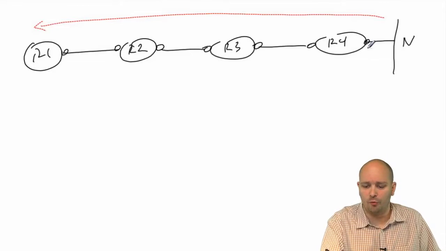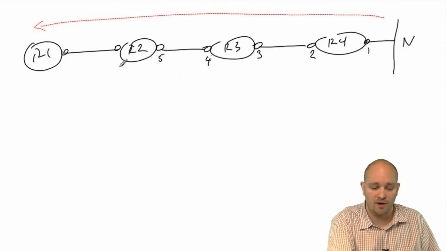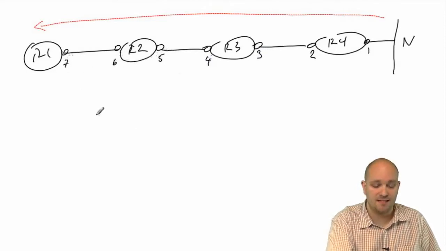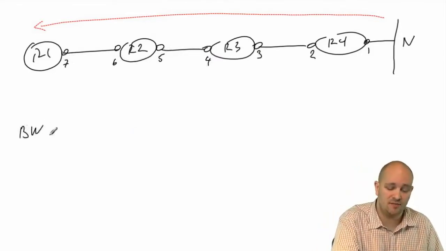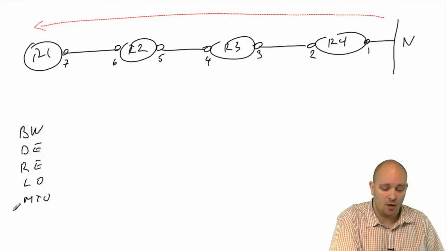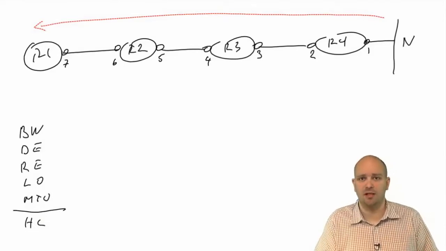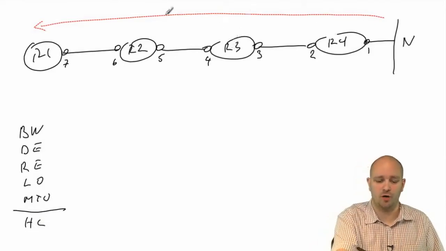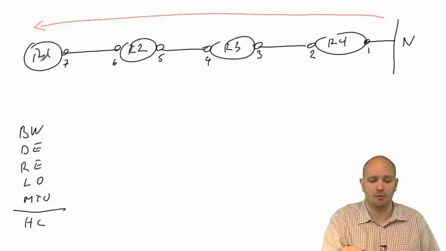So let's say that on R4, this interface here is interface 1, this is interface 2, 3, 4, 5, 6, and 7. Now, each and every one of these interfaces will have an associated value of bandwidth, an associated value of delay, reliability, load, and MTU. Now, hop count is not associated with any interface in particular. It's simply going to be increasing from R4 to R3 to R2 to R1. So that information is simple enough to understand.